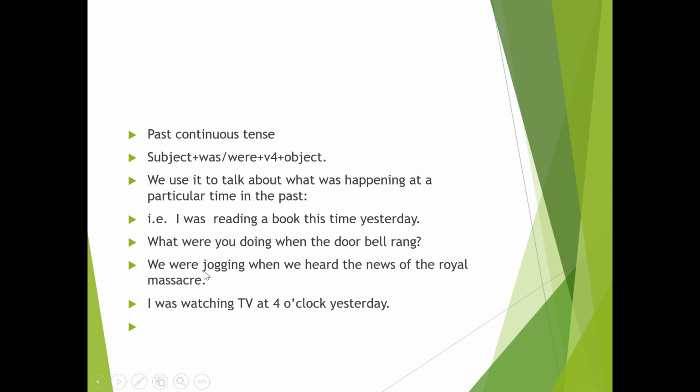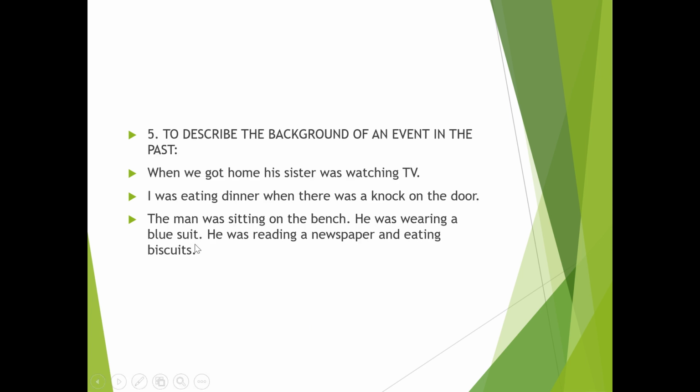Simple past tense. We were jogging when we heard the news of the Royal Massacre. रोयल मैसेकरको न्युज सुन्दा जगिङ गरिरहेको थियौँ. I was watching TV at 4 o'clock yesterday. 4 बजे टिभी हेरिरहेको थिएँ. 4 बजेको बेला. That is the past continuous. We use it to describe the background of an event in the past. Past मा कुनै पनि background घटना भयो भन्दा past continuous.